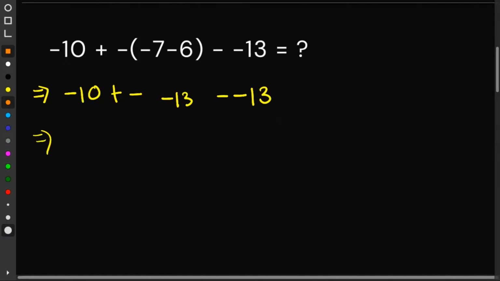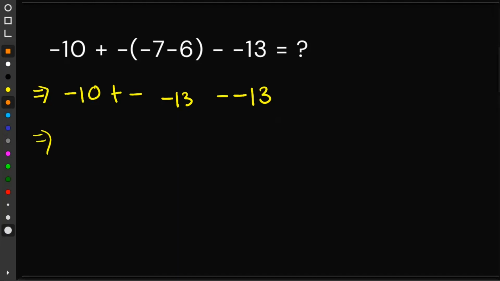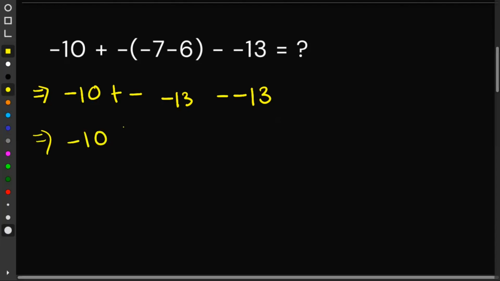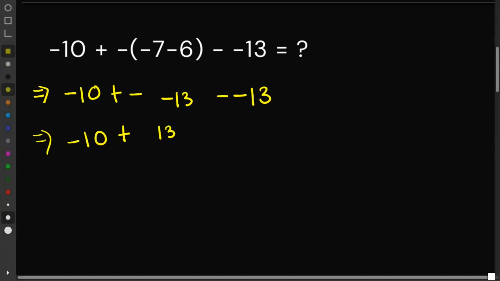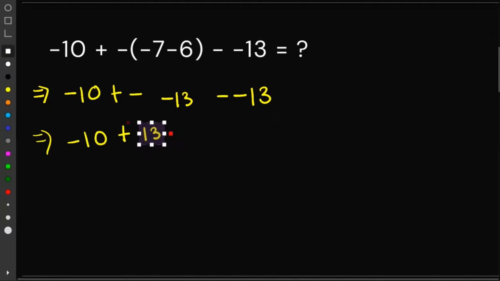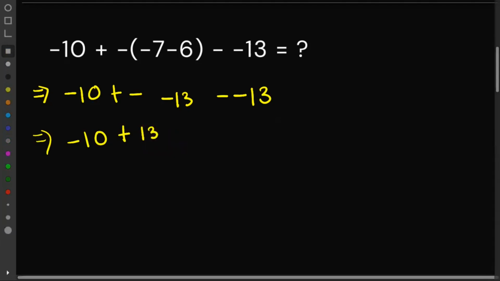So that would give us negative 10 plus, so negative times negative would give us 13. Oops, I'll remove the operation to avoid the confusion. And for the other one, that is negative times negative again, would give us 13.